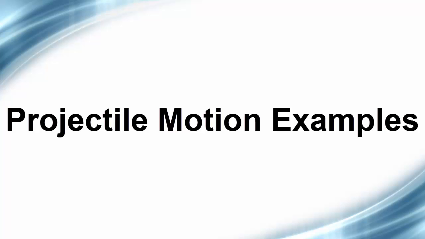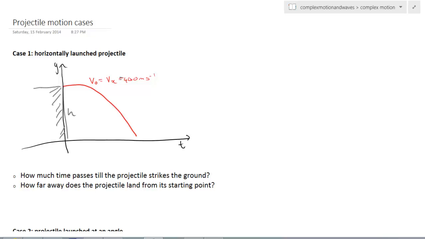There are three standard cases that you get with projectile motion. The first one is when you have a horizontally launched projectile. In this case, your initial component of velocity is only in the x direction. There is no y component. So it's like saying that your initial y velocity is 0 meters per second, and the initial x velocity is 40 meters per second.